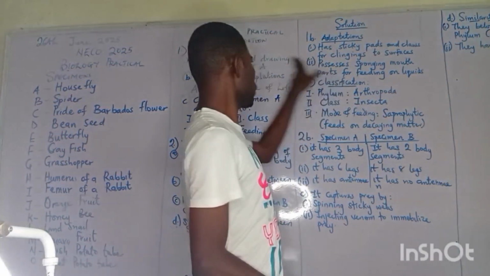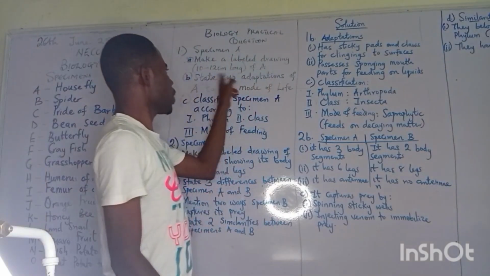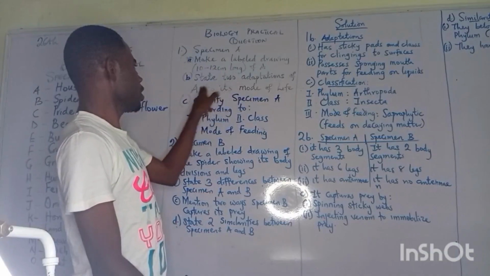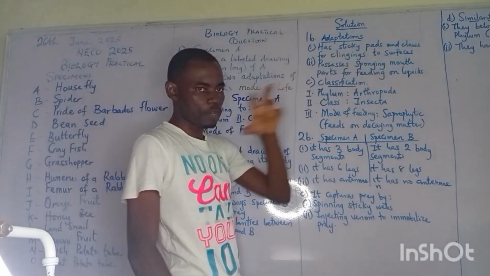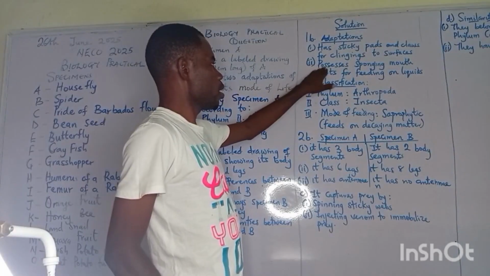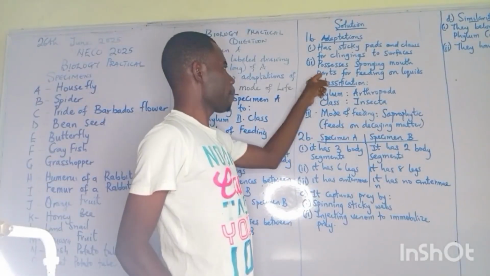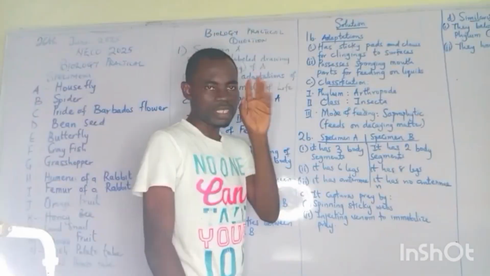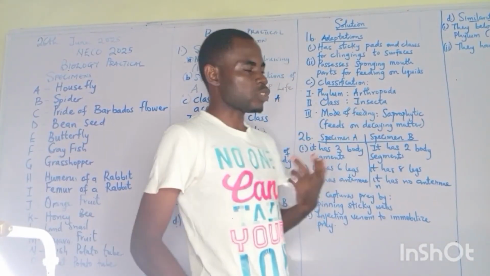And another feature it has, because you state two adaptations of A to its mode of life. You say it has sticky parts, claws for clinging to the surface. And number two, it possesses a spongy mouth part for feeding on liquids. That's its own device for feeding. It has a mouth and it's using it for feeding.